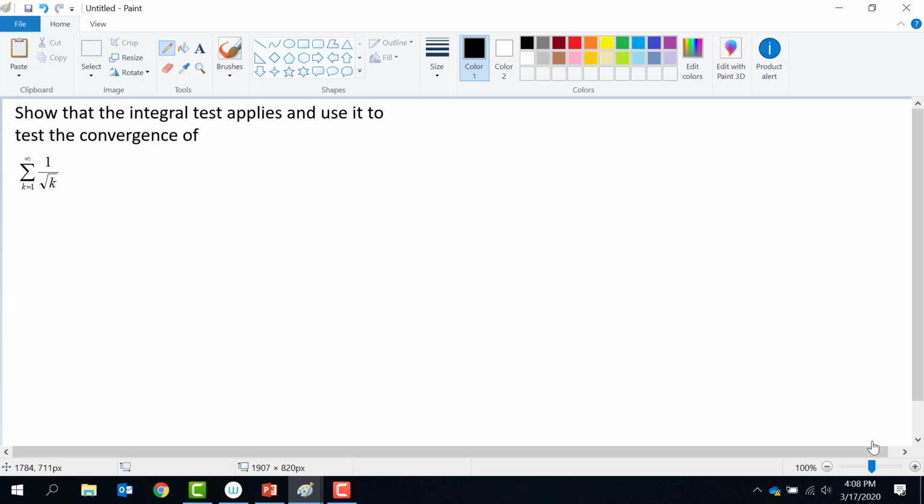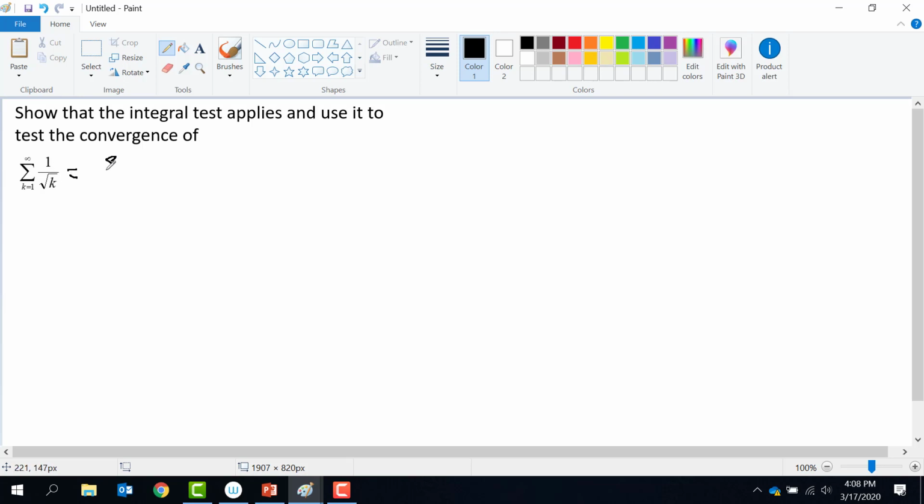Obviously, the sequence is positive. The terms are only positive. The function is continuous, and the terms are getting smaller, because as k gets bigger, the denominator gets bigger. So 1 over the denominator gets smaller.